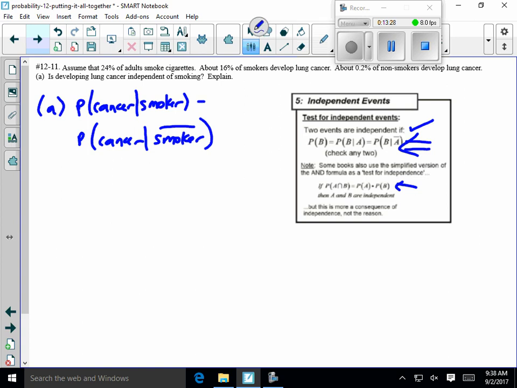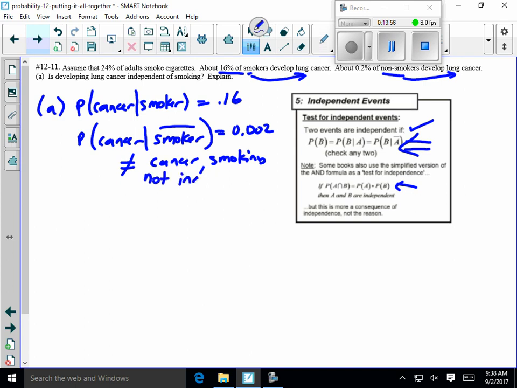So it says here that about 16% of smokers develop lung cancer. So that's the conditional probability. If you have smokers, the probability of developing lung cancer is 16%. That'd be 0.16. But it says if you're a non-smoker, the probability of developing lung cancer is 0.2%. And since those things are not equal, it means that having cancer and smoking are not independent. These are not independent, right? Because the probability of cancer is depending on whether or not you smoke.